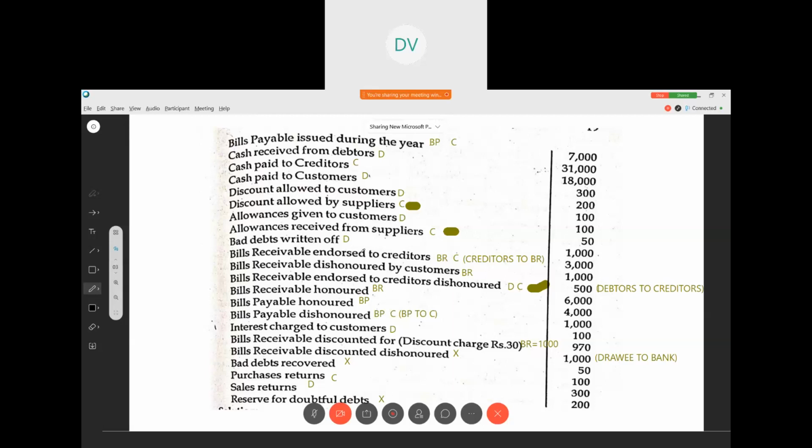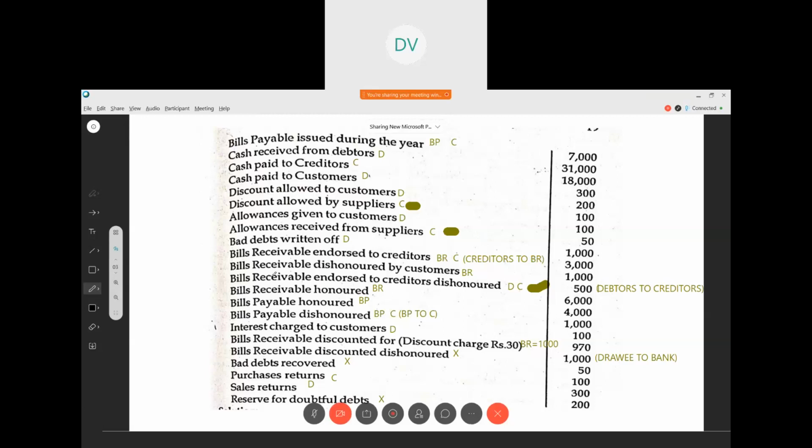Bills receivable endorsed to creditors. So we are giving the bill to the creditor. See, creditor is the one to whom the business owes money, that we have to pay him, right? So we are not paying the cash. We are giving him the bill. Endorsed means what? We got the bill from our debtor, and the same bill we are giving to the creditor. So the journal entry would be creditors account debtor to bills receivable, right? Because creditor is the receiver, bill goes out. So it will appear in both.